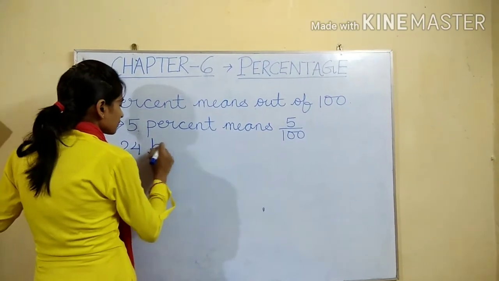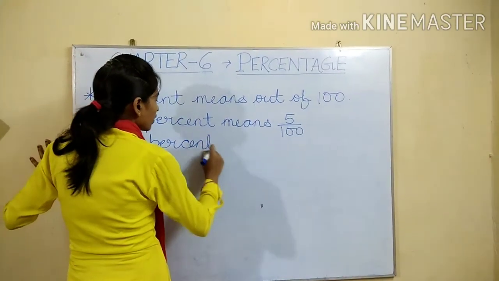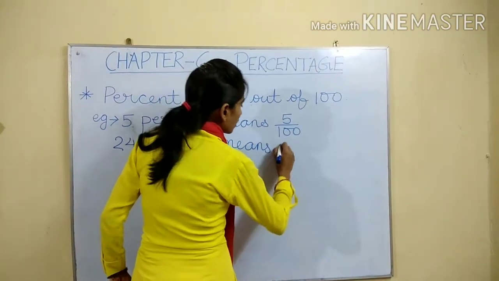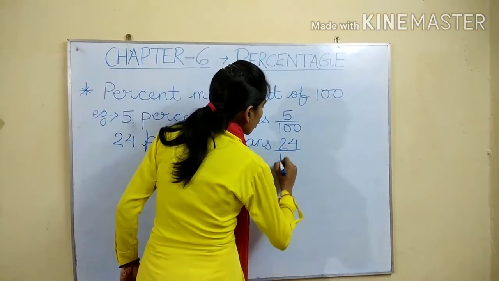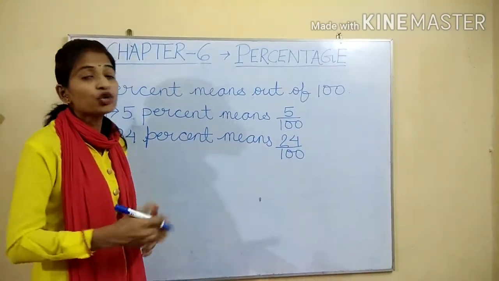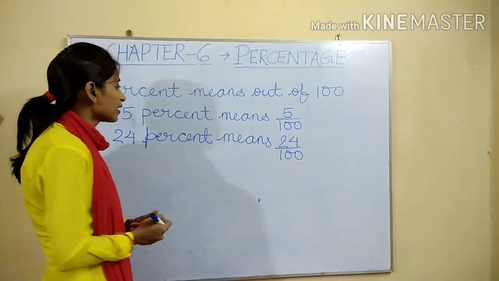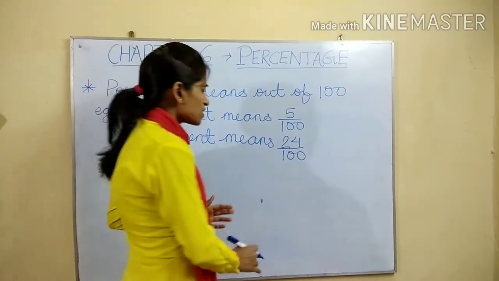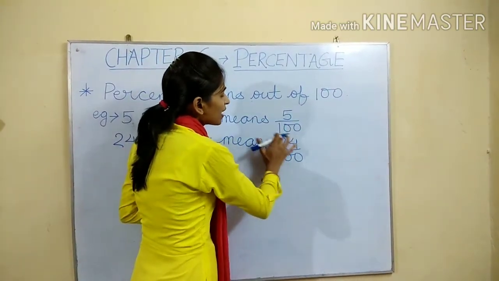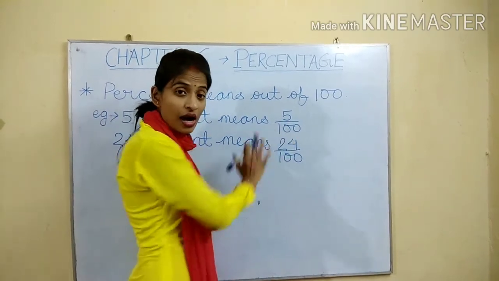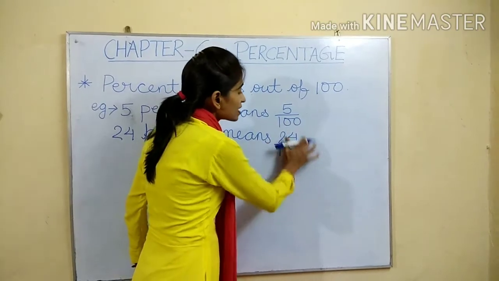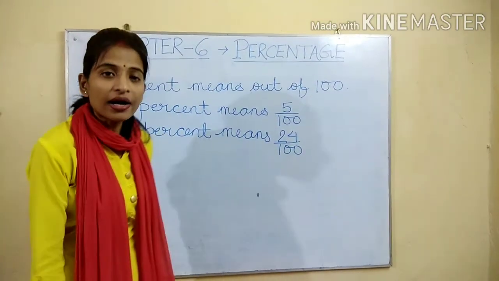24% means 24 out of 100. 32% means 32 out of 100. Like this. You can observe here that 5% represents a fraction with denominator 100. 24% represents a fraction with denominator 100.